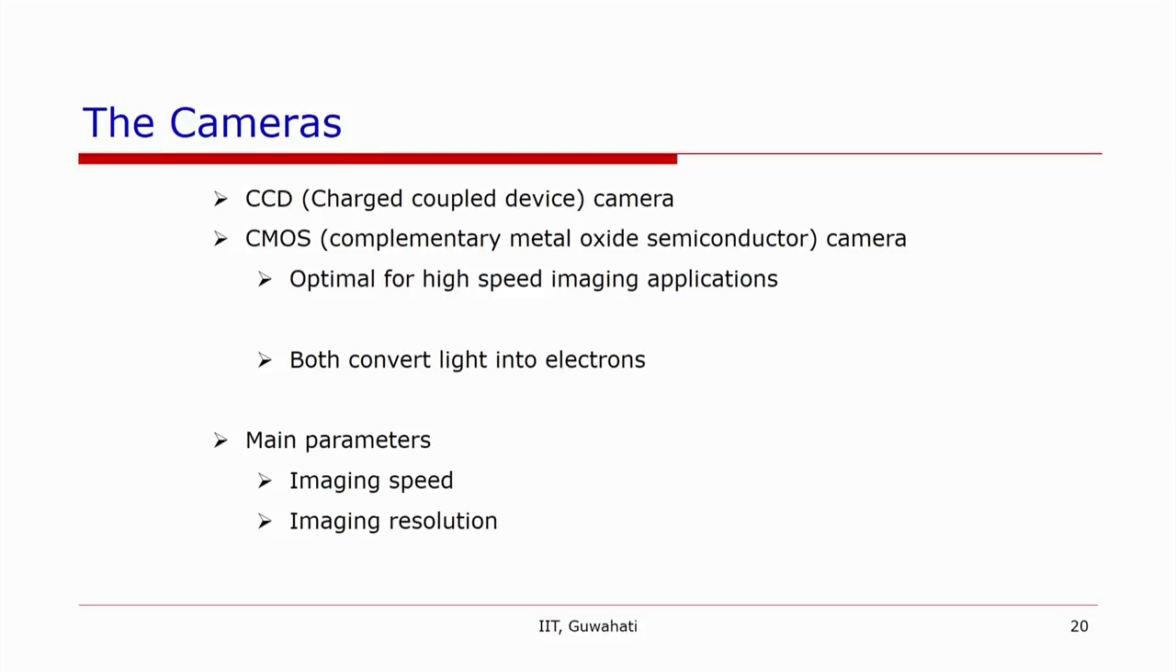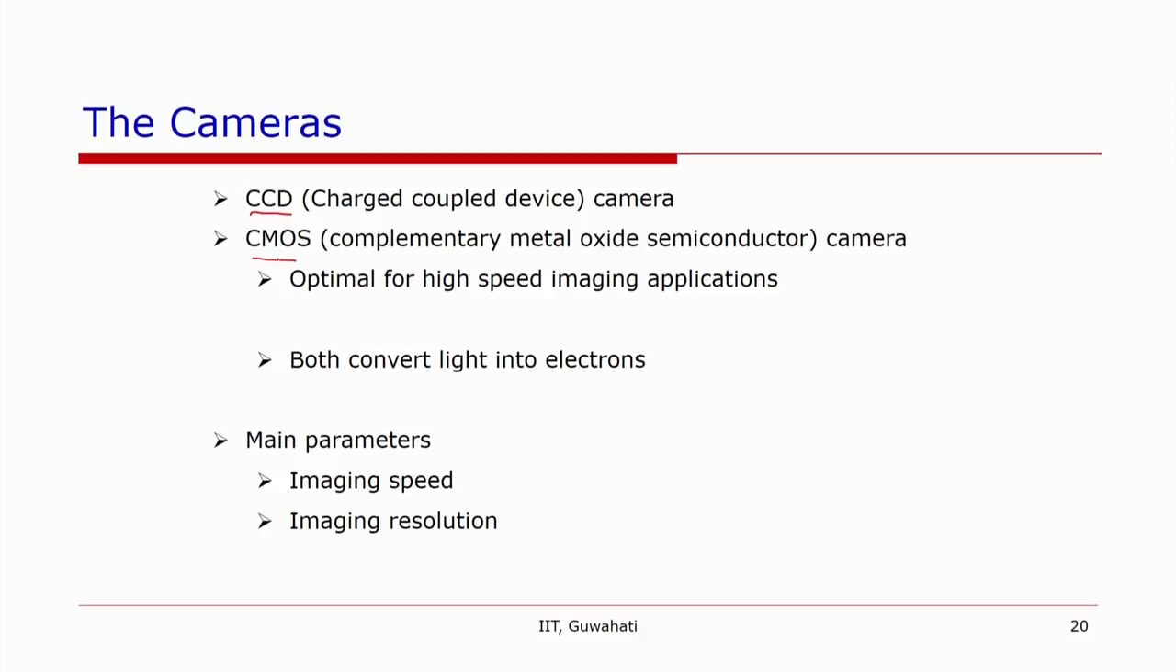Now, the two things that we have discussed are the tracer particles and the light source, and the optical sheet if required, or the volume illumination of the flow. Now, in most PIV applications nowadays, these images are captured using either a CCD camera or a CMOS camera. Both of these cameras convert light into electrical signals. The CCD camera is a charge coupled device, which gives very good and accurate spatial resolution.